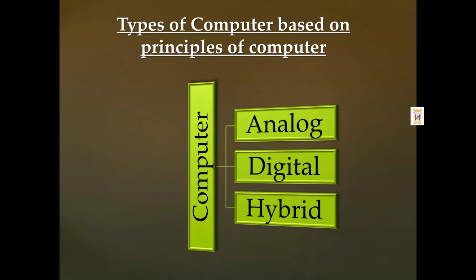The third type of computer is the hybrid computer. Hybrid means the mixture of both analog and digital computer. It accepts the analog signal, then converts it into digital form, and then processes it. We use them for scientific applications.